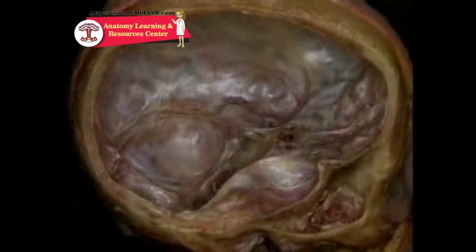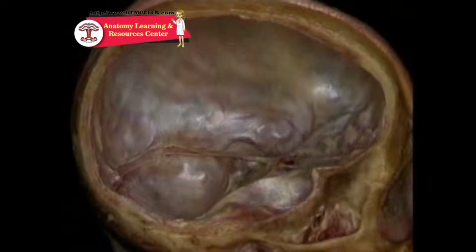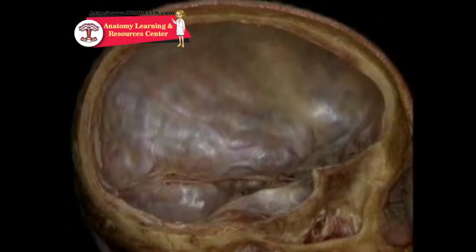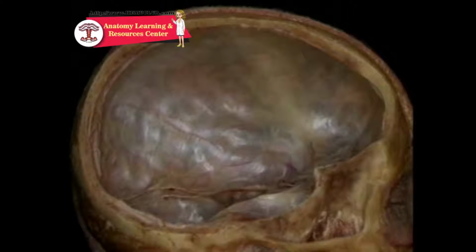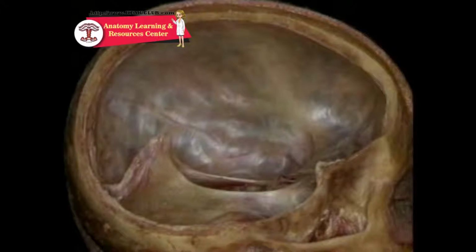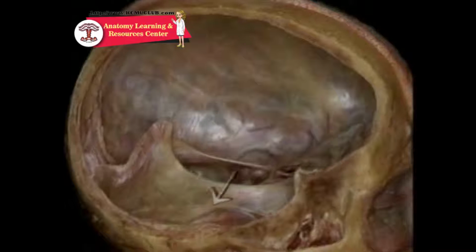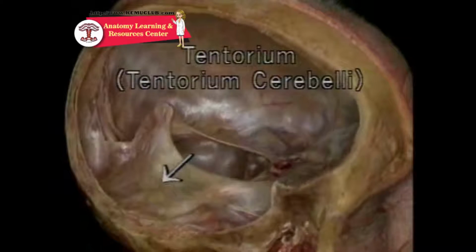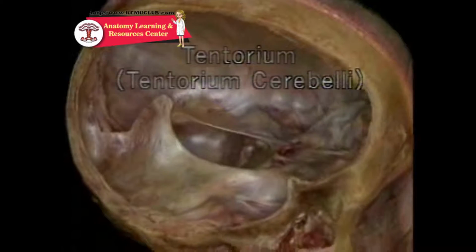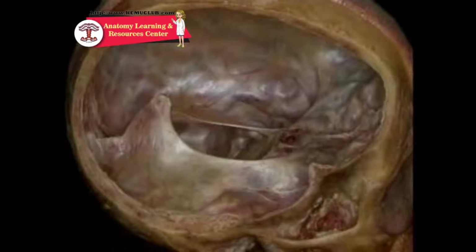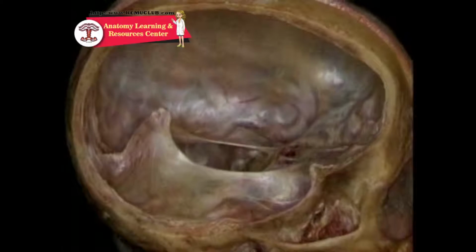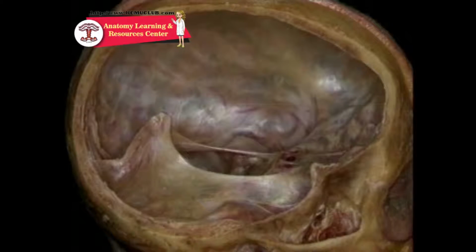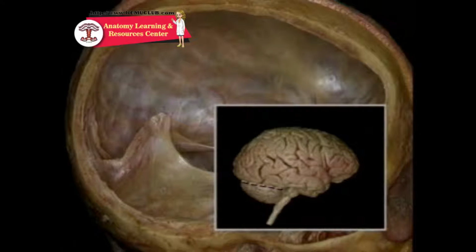Two important extensions of the dura create partitions within the cranial cavity. They're the falx and the tentorium. Here's the tentorium. Its full name is tentorium cerebelli. It separates the posterior cranial fossa from the rest of the cranial cavity and separates two major parts of the brain, the cerebrum above from the cerebellum below.